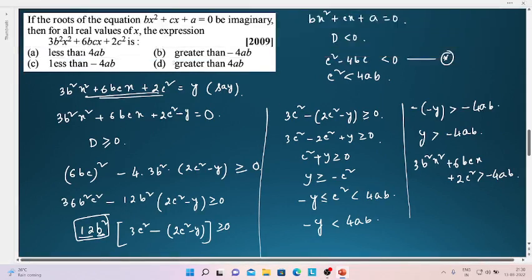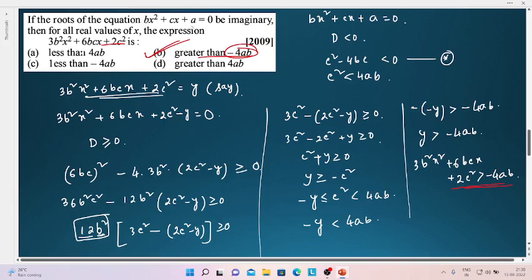Let me see. The correct option would be option B, right? Here the option says this particular expression is greater than minus 4ab. So this is the correct option. So you can understand what I did.